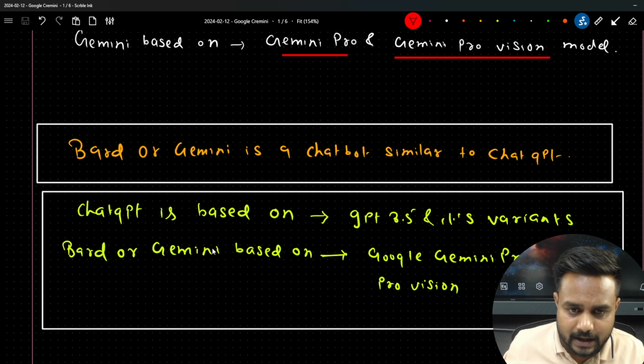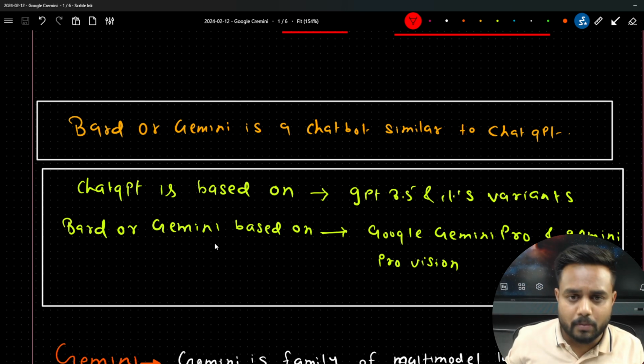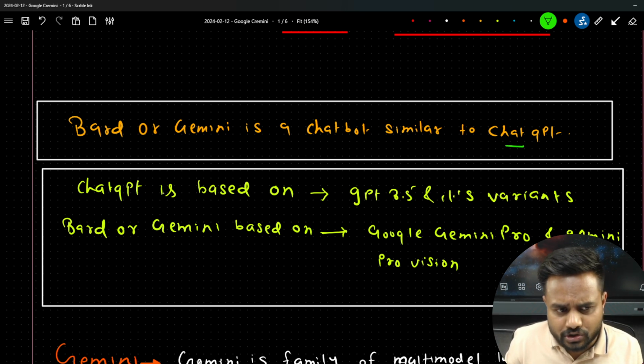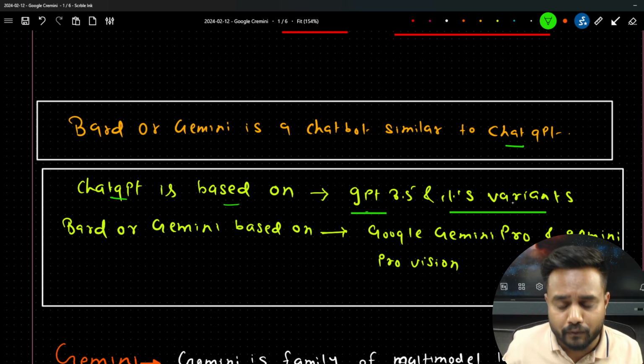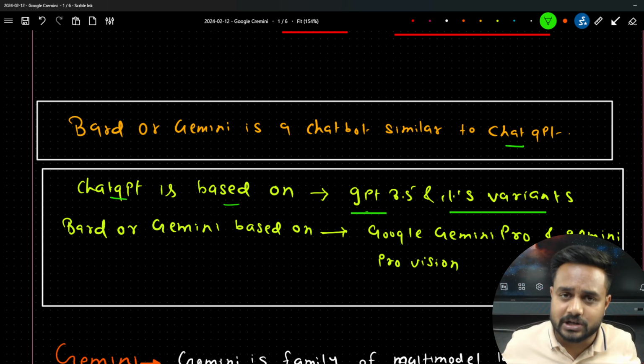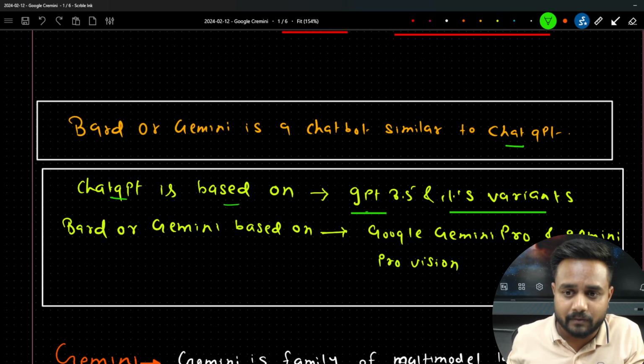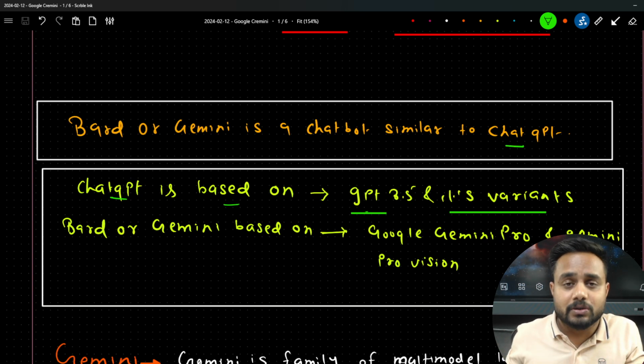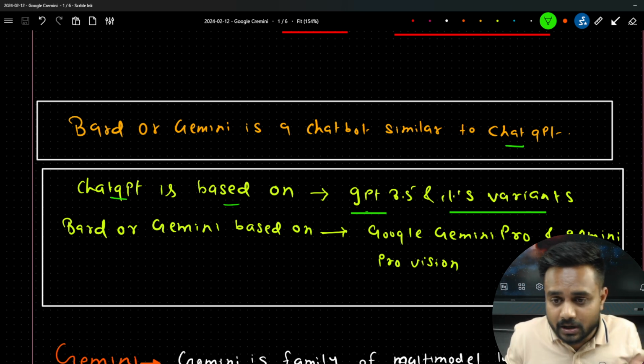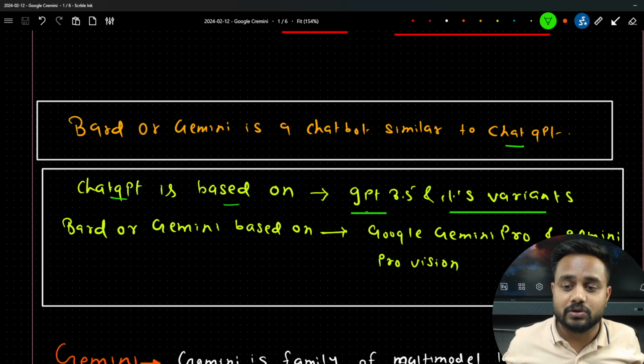Now here guys, I've written a couple more points. So Bard or Gemini, it's a chatbot similar to ChatGPT. I think you already got to know about it. ChatGPT is based on GPT 3.5 and its variants. So we are talking about ChatGPT, guys. ChatGPT is an application, and Gemini is an application too. ChatGPT is based on GPT 3.5 and its variants, and Bard, or Gemini, is recently based on Gemini Pro and Gemini Pro Vision.